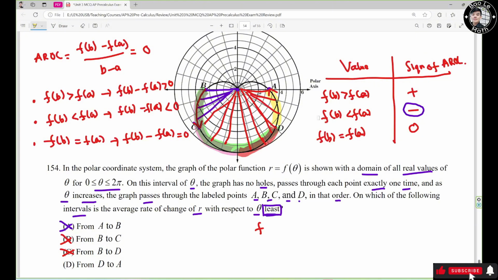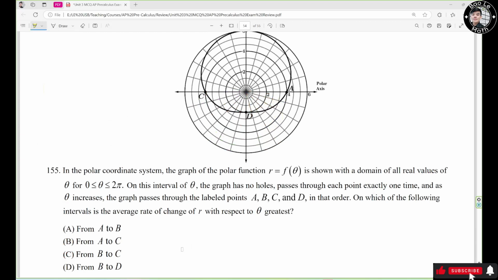So if the radius is getting smaller and smaller, which means f of b is less than f of a, the sign of the precalculus change should be negative, right? And then this one is the least. So the answer must be D. Now let's move on to question 155.